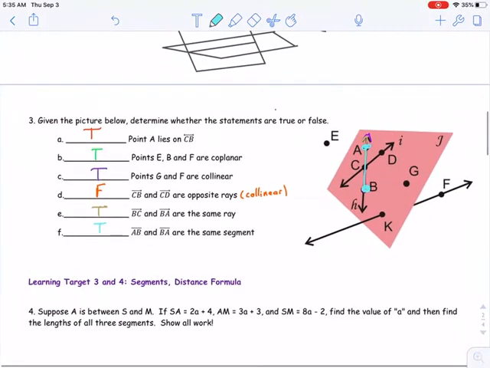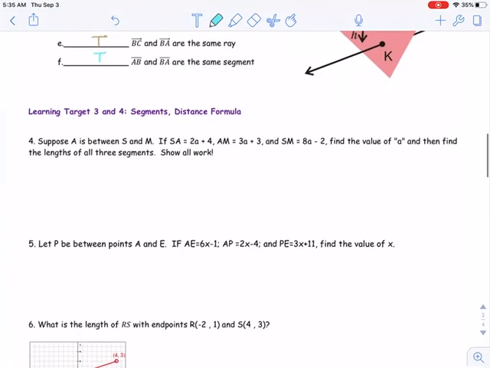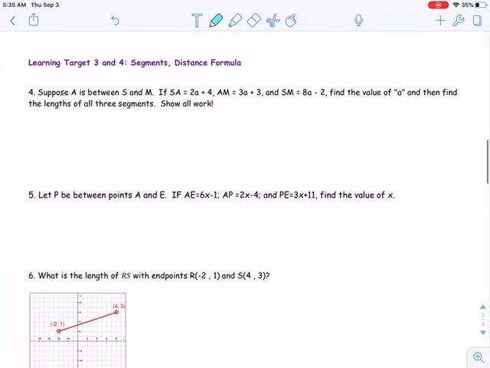Alright, so now we're going to go to segments and distance formula. So we're going to change gears in the second section of this unit. We're going to start off with some segment addition postulates.